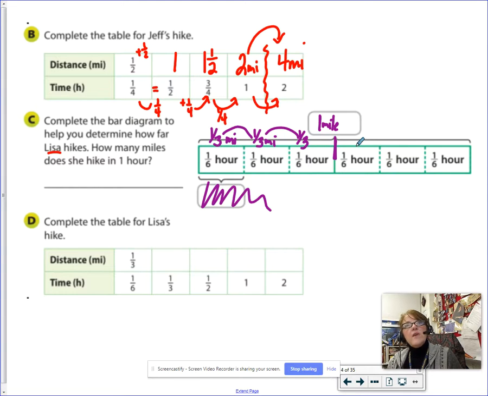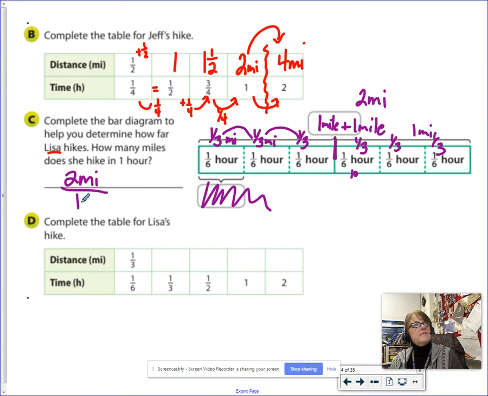And then we get the same thing happening again. Each one of these is 10 minutes. I'm going to get a 1/3 of a mile, a 1/3 of a mile, a 1/3 of a mile. There's another 1 mile. So I get 1 mile here, another 1 mile here, which means she is hiking 2 miles in 1 hour. I could write it as a rate this way. That's her speed or her rate.